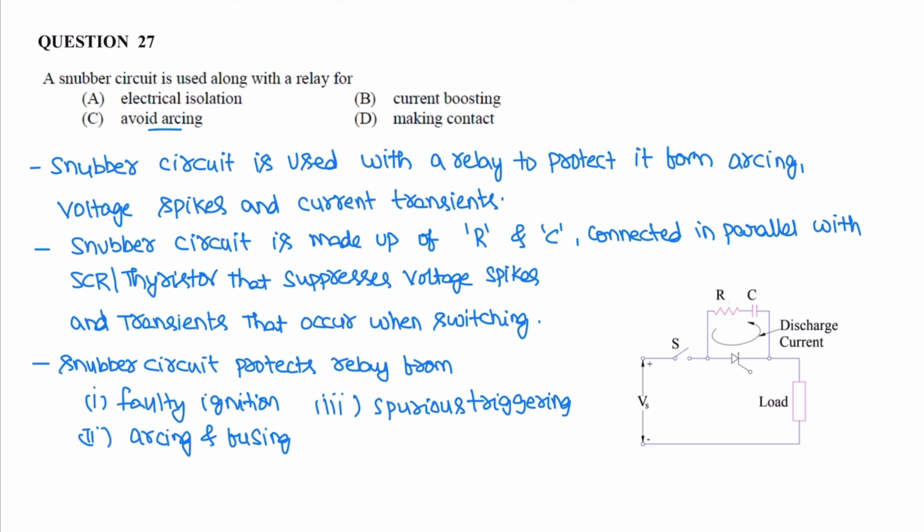It protects the relay from damage and ensures reliable operation. This is the purpose of the snubber circuit. So the correct option is C, arcing.